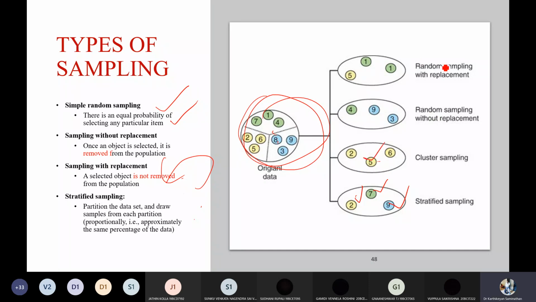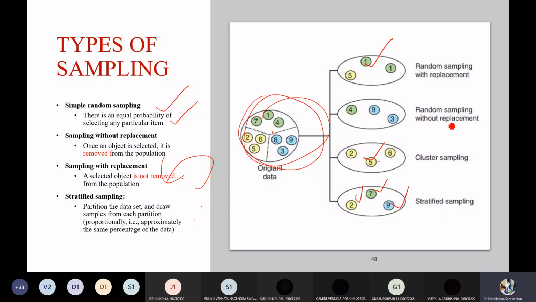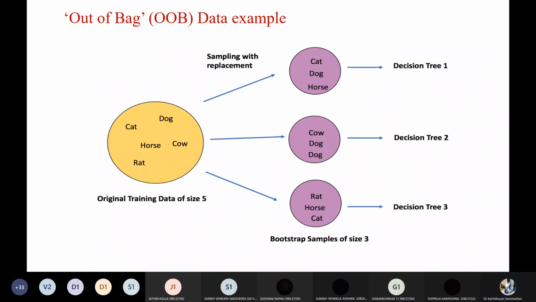Random sampling with replacement: the selected object is not removed from the population. See here, the one that is selected is not removed, it is still available, right? Whereas in without replacement, that will be removed from this population. So 9, 3, 4, all are unique numbers. But here it will not be removed from the population. So these are the types of sampling, because you will come across all these keywords when you work on research papers or projects, right?